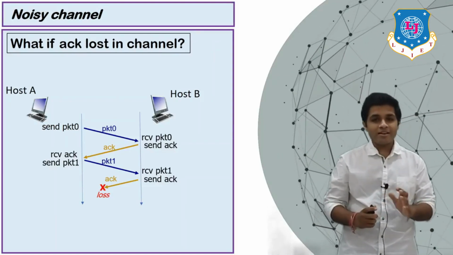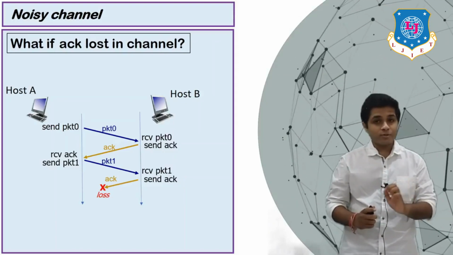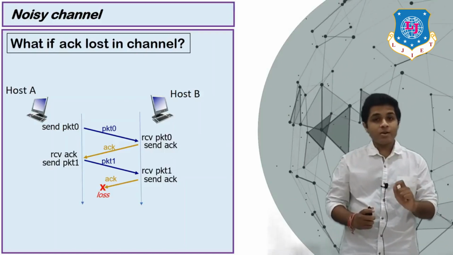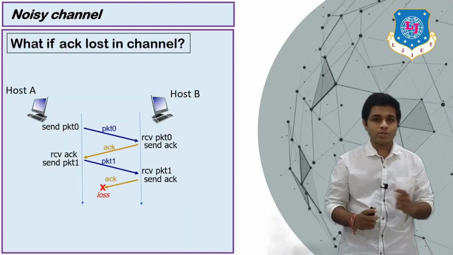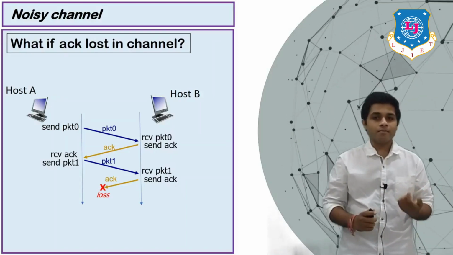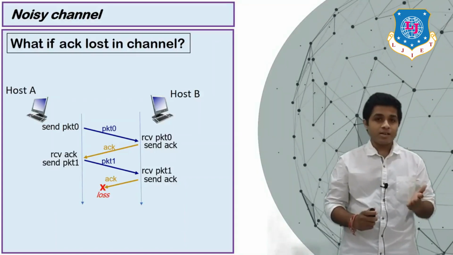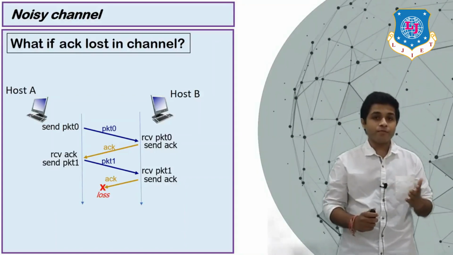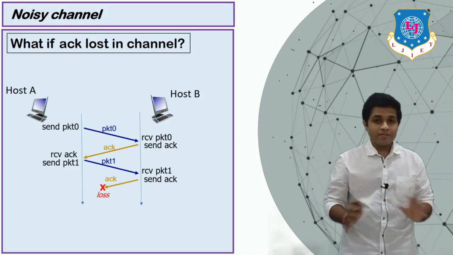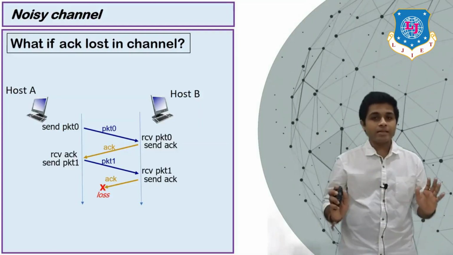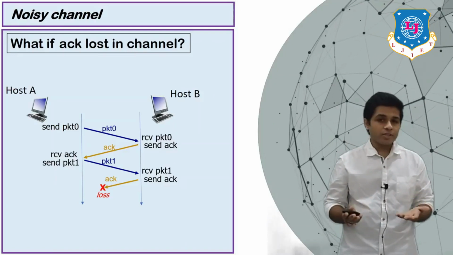Now you can clearly understand that B doesn't know that its acknowledgement is lost. So B is waiting for packet 2 because it is expecting that okay, I have sent the acknowledgement, so now A will send the packet 2. And A is waiting for acknowledgement because A knows that it has sent the packet 1, so it is waiting for acknowledgement so that it can send the next packet. So both devices are now in infinite waiting time, and there is a problem in the communication. So how can we solve this problem?